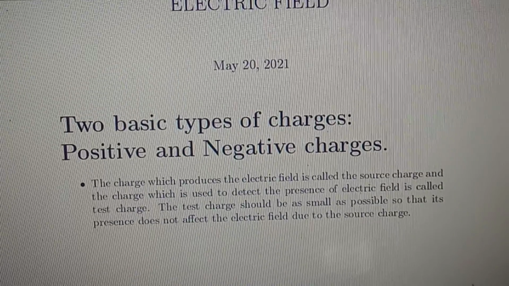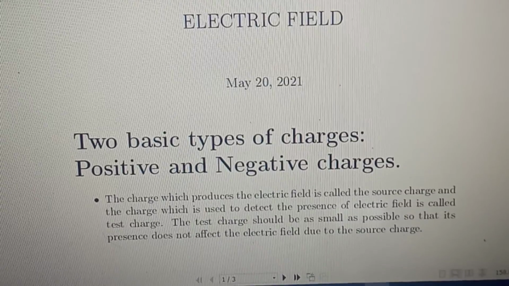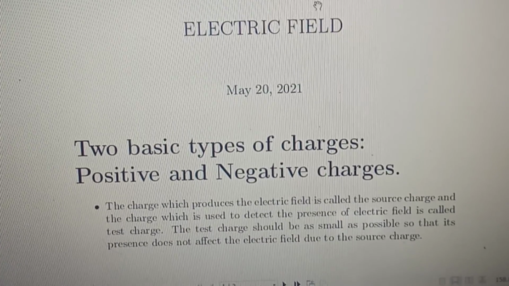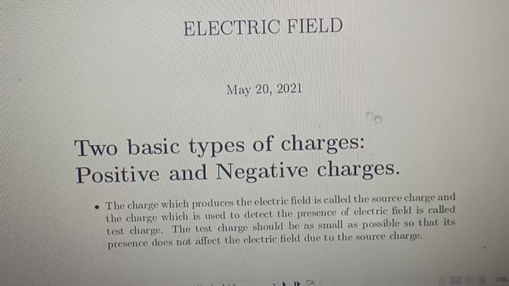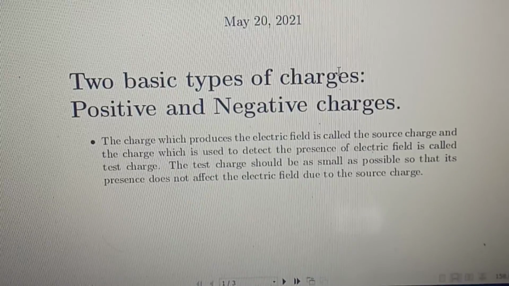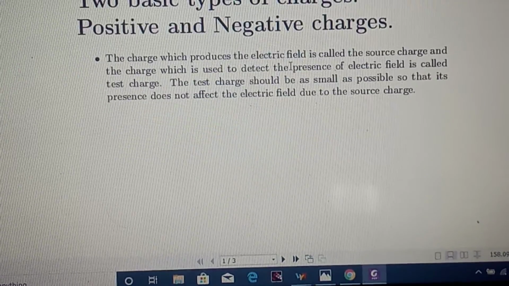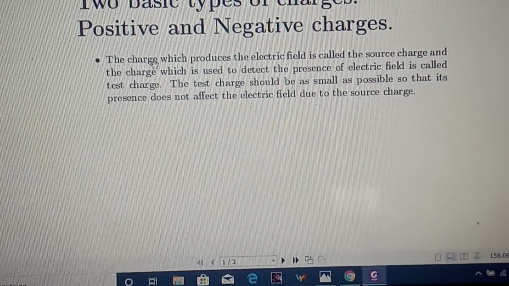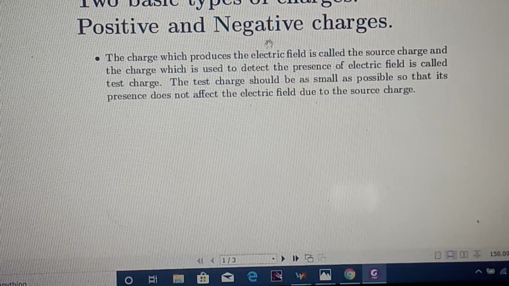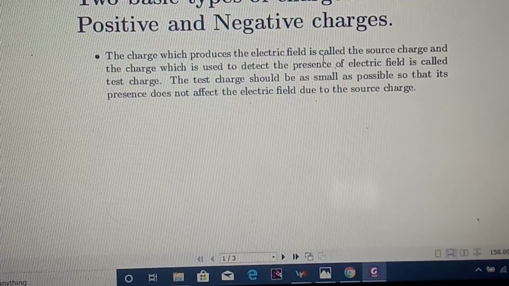The charges are the basic properties of matter. I will not concentrate my lecture on the charges, but we'll be discussing the electric field. Let's have a quick look at the source charge and the test charge. Source charge is the one which produces the electric field, and the test charge is the one which is used to detect the presence of the electric field.